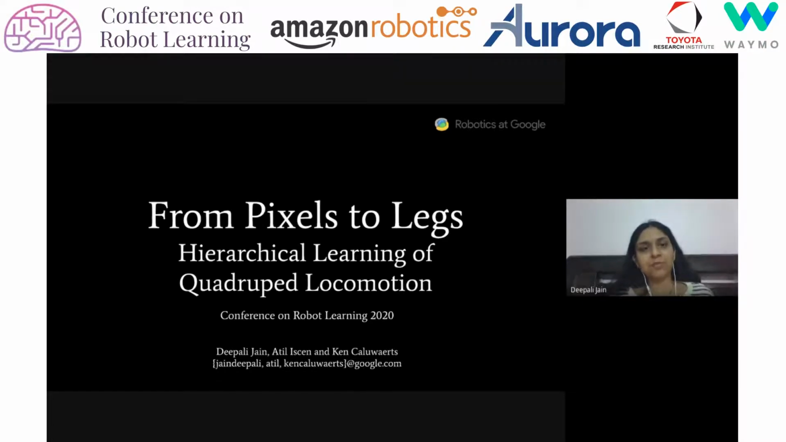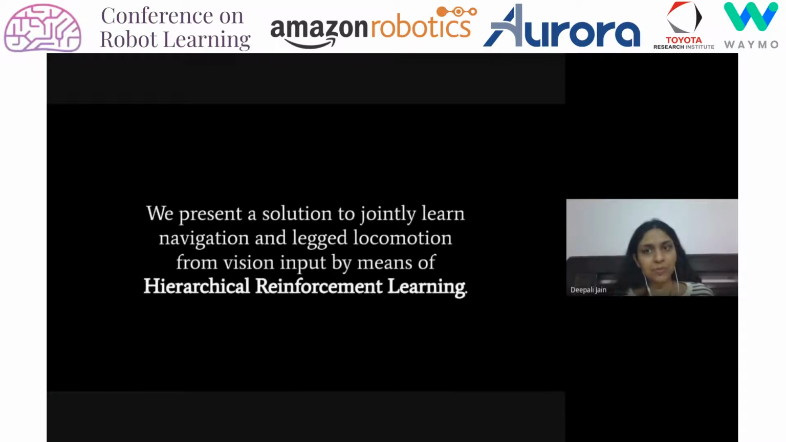Let me present our paper From Pixels to Legs, Hierarchical Learning of Quadruped Locomotion, in collaboration with my colleagues Atil Iscen and Caluwaerts. In this paper, we tackle the problem of visual navigation for legged robots through hierarchical reinforcement learning. The main contribution of this paper is that our hierarchical solution implicitly learns a complete pipeline from pixels to motor commands for quadruped legged locomotion without the need to design or learn low-level behaviors.